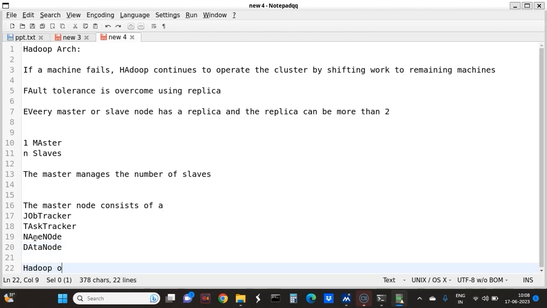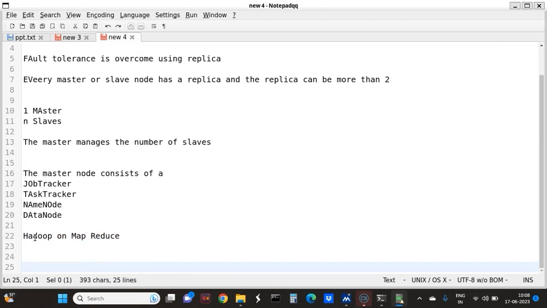Hadoop on MapReduce. So our main topic is this Hadoop on MapReduce. How does Hadoop on MapReduce work? So Hadoop on MapReduce has a set of tasks. Hadoop divides 4,000 lines into, suppose, 10 parts of 400 each.